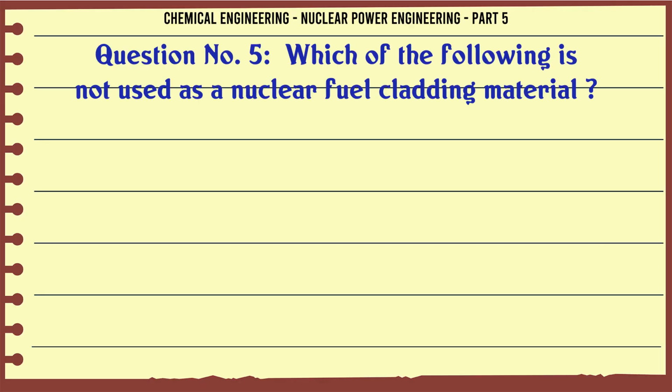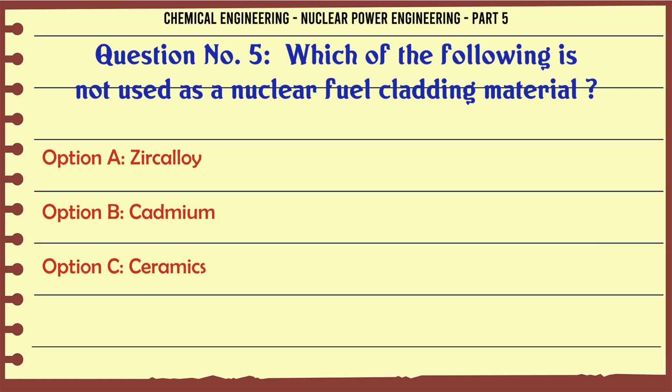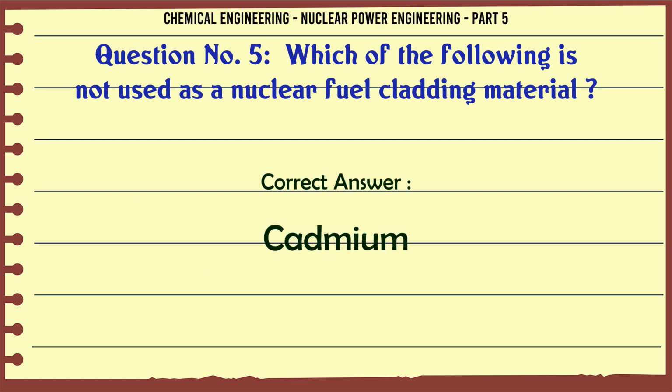Which of the following is not used as a nuclear fuel cladding material? A. Zircaloy, B. Cadmium, C. Ceramics, D. Stainless steel. The correct answer is cadmium.